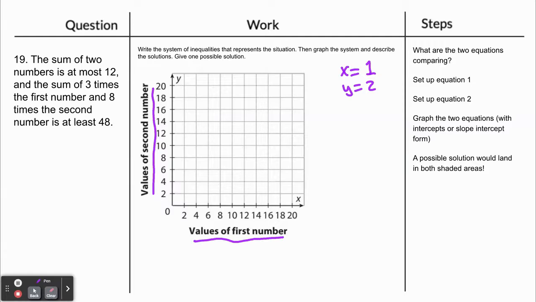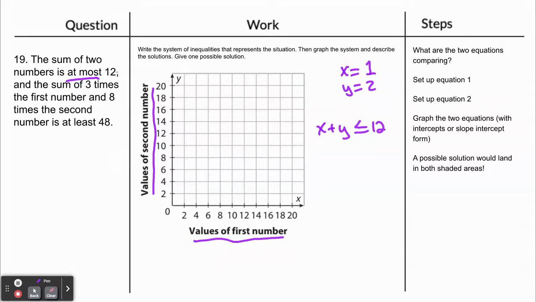So it says the sum of the two numbers is at most 12. So sum, meaning I'm adding them together, at most means that it could be equal to 12, but it's either that or less than that because it's at most 12.